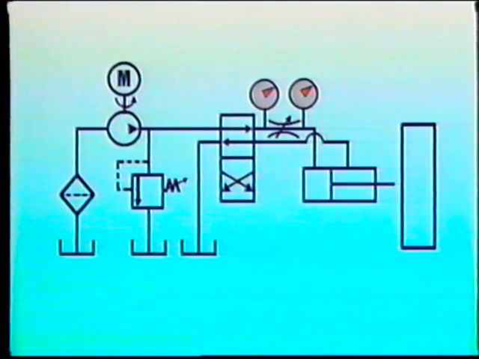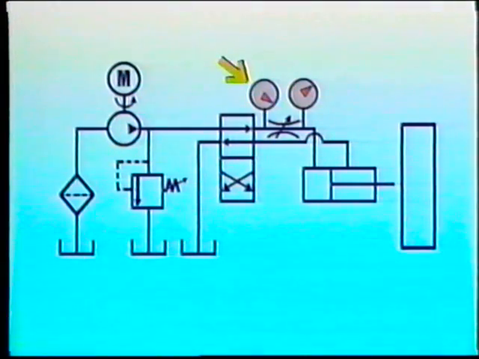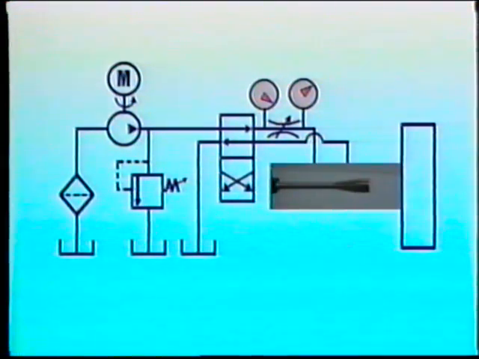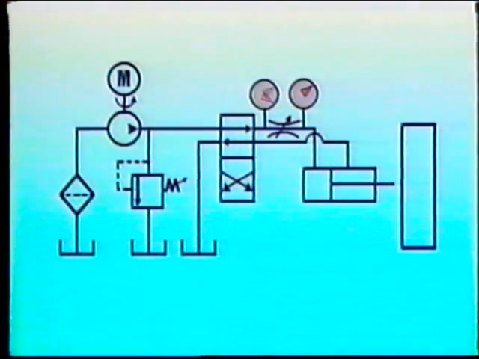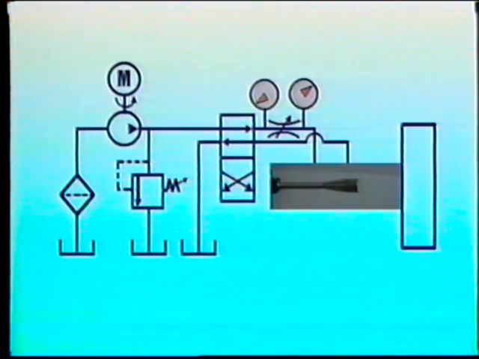Changes upstream of an orifice can also affect flow rate. For example, if pressure ahead of an orifice increases while pressure downstream remains the same, flow rate will increase and the actuator will speed up. Decreasing the pressure ahead of an orifice while pressure downstream of the orifice remains the same will cause the flow rate to decrease and the actuator to slow down.